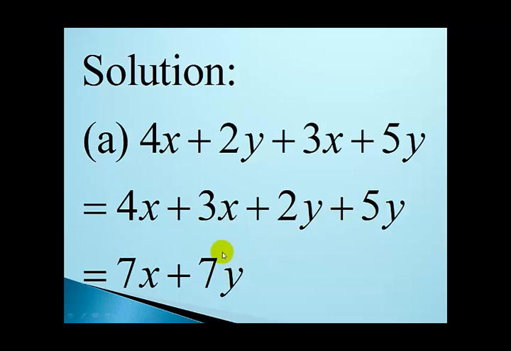Now I repeat, we were given 4x plus 2y plus 3x plus 5y to simplify. So we have to add the like terms. We have 4x here, 3x here, so we have 4x plus 3x. We have 2y here plus 5y here, so we have 2y plus 5y. Now 4x plus 3x equals 7x, and 2y plus 5y equals 7y.